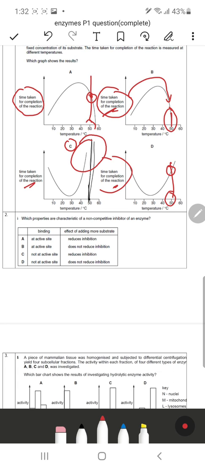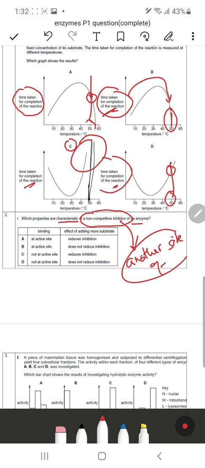Question number 2. Which properties are characteristics of a non-competitive inhibitor of an enzyme? So non-competitive inhibitor, as we know, does not bind with the active site, it does not compete with the substrate, it binds with another site of the enzyme. That other site can be the allosteric site for some who may know it, or it's a different place than the active site. So the first A and B can be easily eliminated.